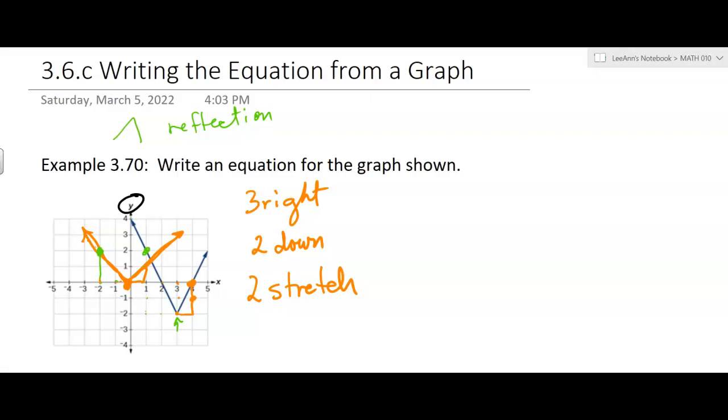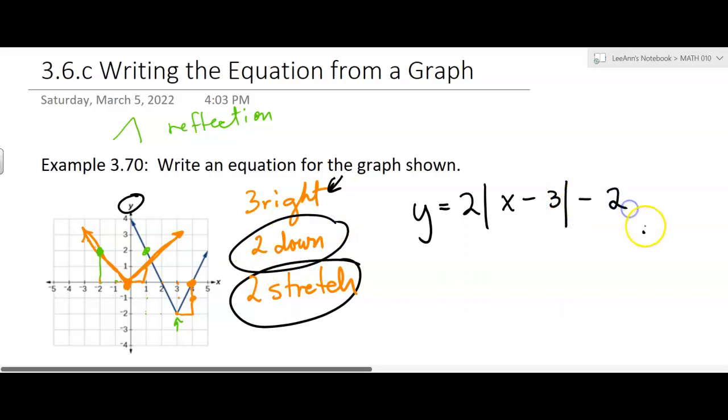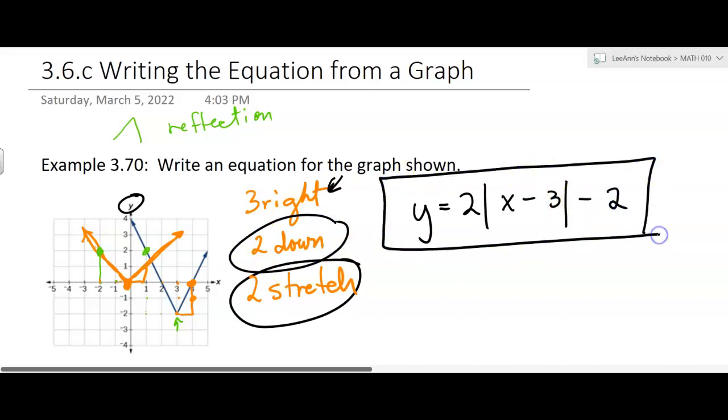Okay, so now we just have to write this as an equation. Y equals, I'm going to put the stretch first, 2, absolute value, and then this 3 to the right is going to be x minus 3, and then 2 down, that's going to be minus 2. So this should represent an equation for the graph. And you can check it by checking some ordered pairs.